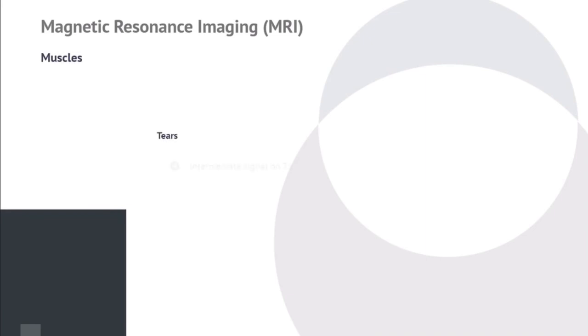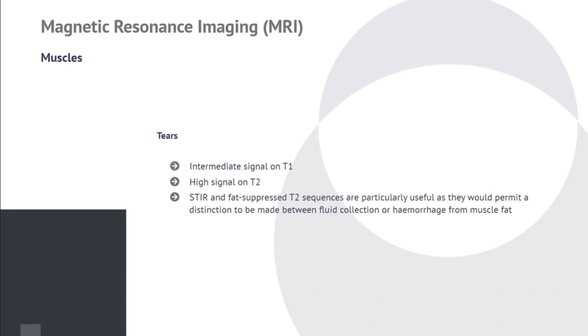Muscles. Tears. Intermediate signal on T1. High signal on T2. STIR and fat-suppressed T2 sequences are particularly useful as they would permit a distinction to be made between fluid collection or hemorrhage from muscle fat.